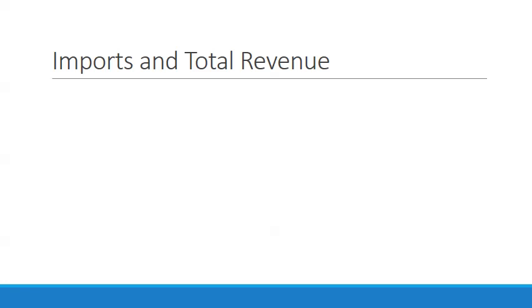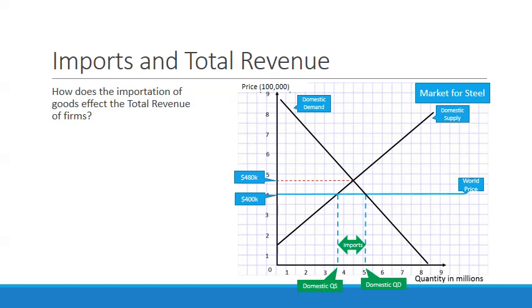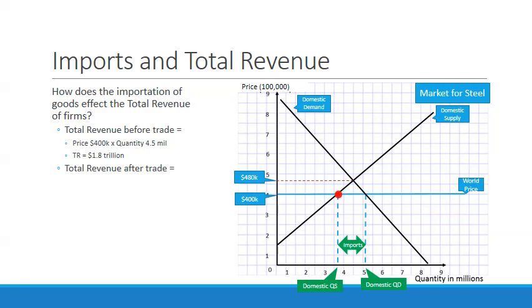So that gives us this next question, which is how do imports affect total revenue? So when we bring the graph up again and we look at it, what we're going to see is total revenue before trade is equal to the price of 400,000 times a quantity of 4.5 million. So total revenue is equal to 1.8 trillion across all firms. Now total revenue after trade, you'll see here that red dot is a price of 400,000 times a domestic quantity supplied at 3.7. So price fell, quantity supplied fell, therefore total revenue will fall.